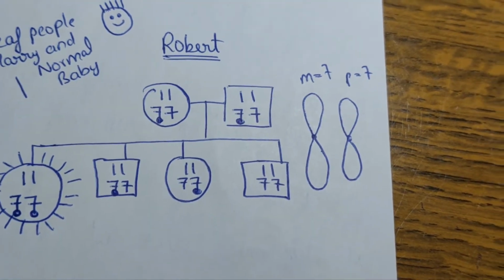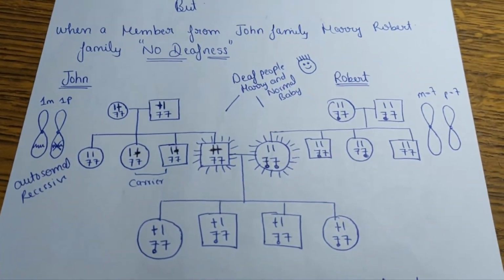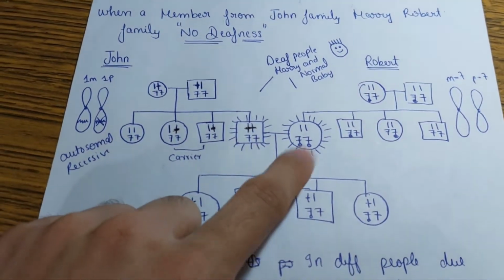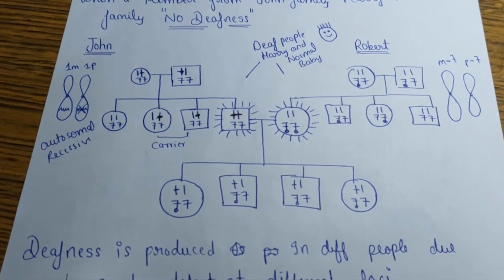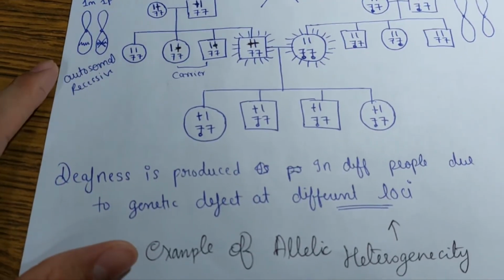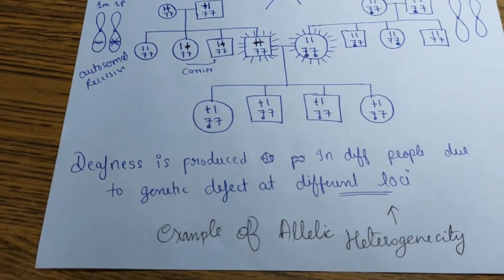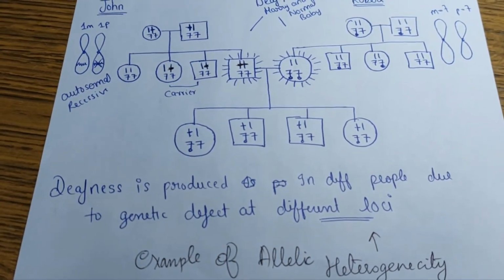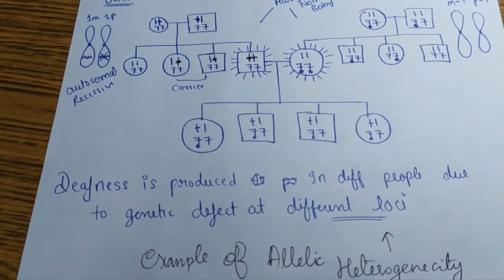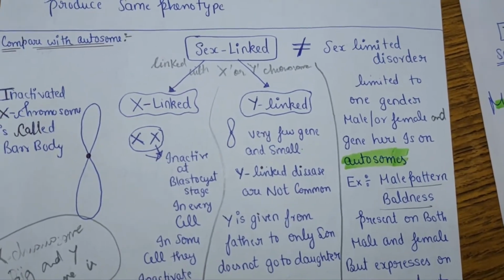Now what happens if we marry a deaf person from John's family and a deaf person from Robert's family? If we marry them, the result will be that all the kids will be normal and they won't be deaf, because they all will be carriers. This is because deafness is produced in different people due to genetic defects at different loci. Now we are going to discuss sex linked disorders and sex limited disorders.